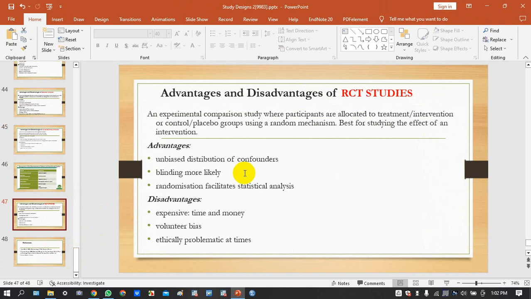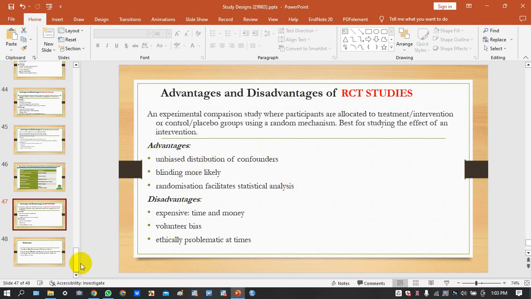Then advantages and disadvantages of randomized control trials. This is the last lecture slide. The advantage is an unbiased distribution of confounders. This is the highest level of study design, the highest of all studies. The findings from this study are the best of all. If they get a finding here, you cannot misconstrue the results, because this is the highest.